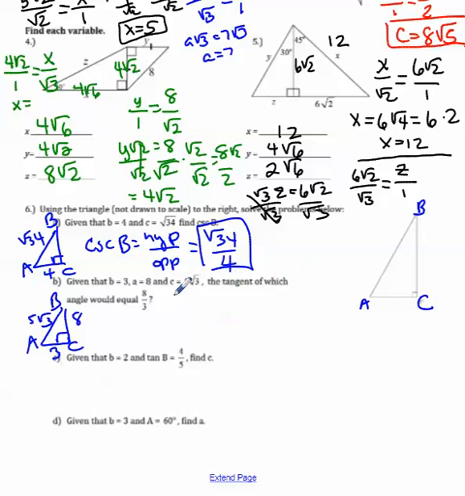So they say the tangent of which angle is 8 over 3. So I want 8 to be my opposite, and I want 3 to be my adjacent. So 8 is opposite of A. So for angle A, it looks like opposite over adjacent would be 8/3. So the angle is A. Tan A equals 8/3. So your answer is angle A.